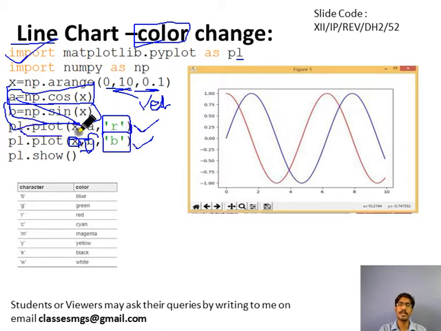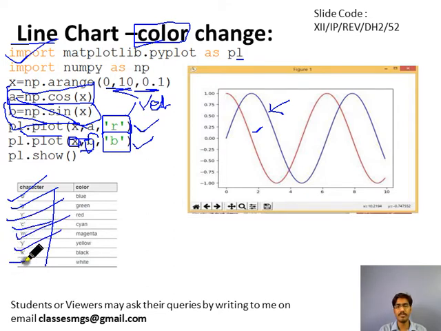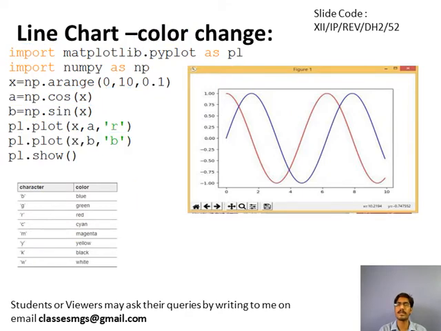So for this plot, cos x, we are changing the color to red, and for this plot we are changing the color to blue. So this is how you can change the colors. For the color codes you can remember this list: b is for blue, g for green, r for red, c for cyan, m for magenta, y for yellow, k for black, and w for white. So these are the color codes. You can remember 2 or 3 so that you can easily set the color code in your examination whenever it is asked.